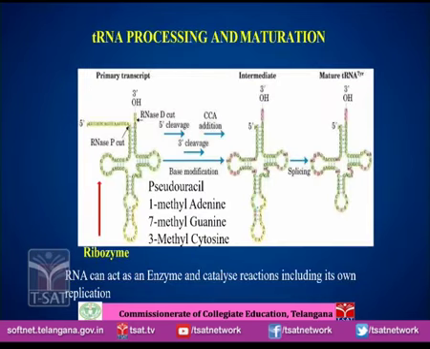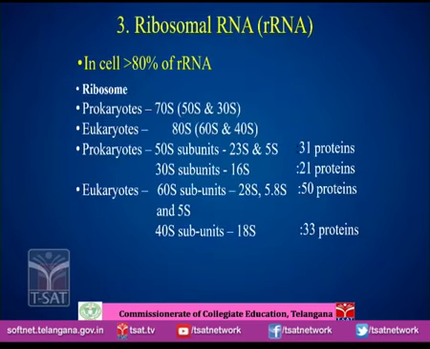You can see here the first one, the cleavage that can be done, and modification of bases can happen, that is with pseudouracil, 1-methyl adenine, 7-methyl guanine and 3-methyl cytosine. These are the different kinds of modification of nitrogen bases that can happen in the tRNAs. So that is a little modification related to the tRNA.